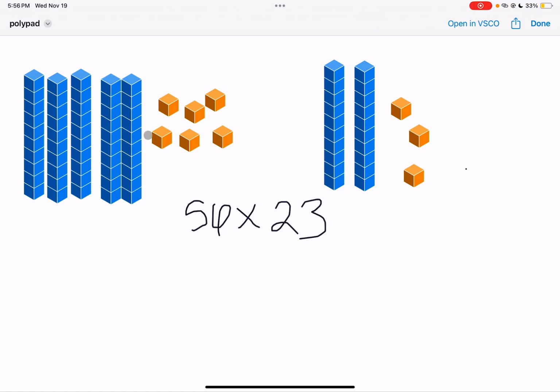So right here, I have 5 10 rods and 6 1s cubes, which equals 56. And then on the right side, I have 2 10s rods and 3 1s cubes, which equals 23.